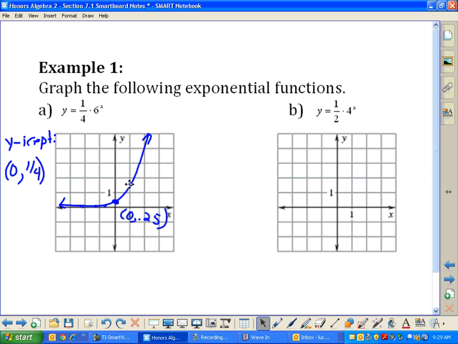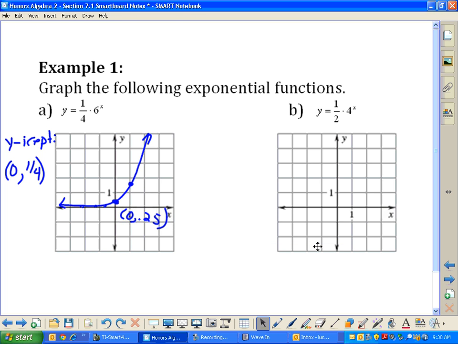And that's really all there is to it. You get your y-intercept, you go to your graph to make sure it's steep enough, and then you just connect the dots. Are there any questions on how I produced this graph? Okay, now you get to try. Part B, that's all you.